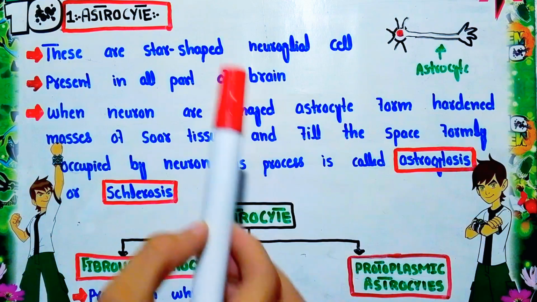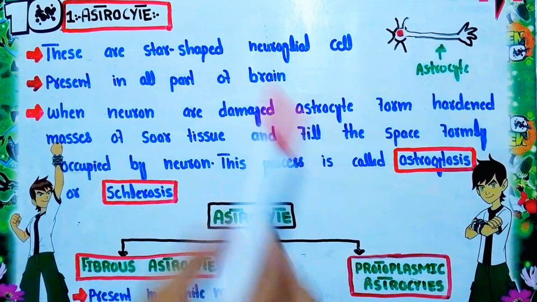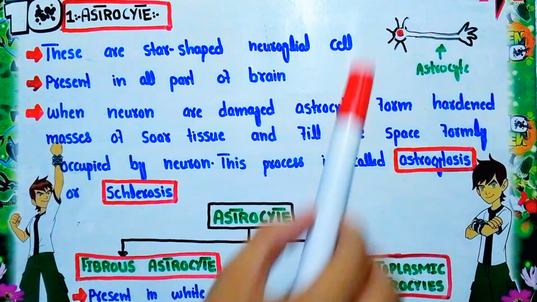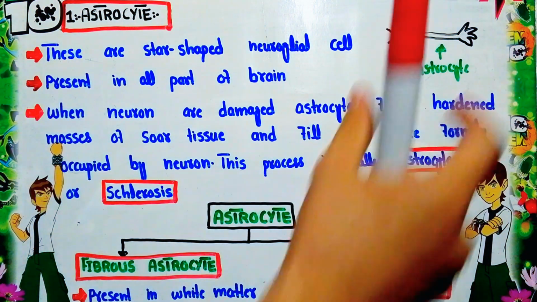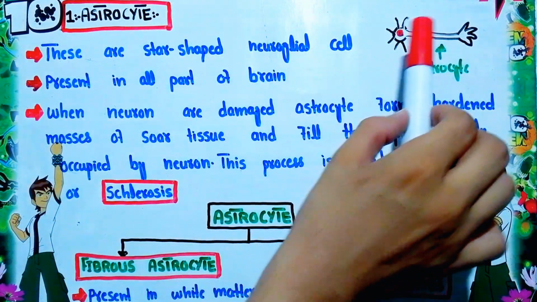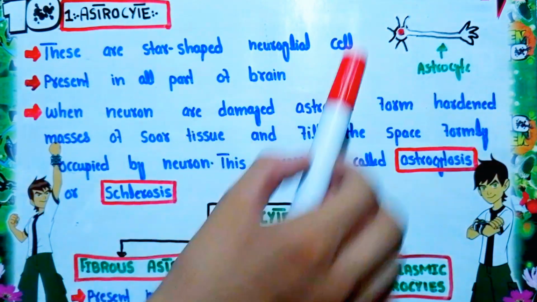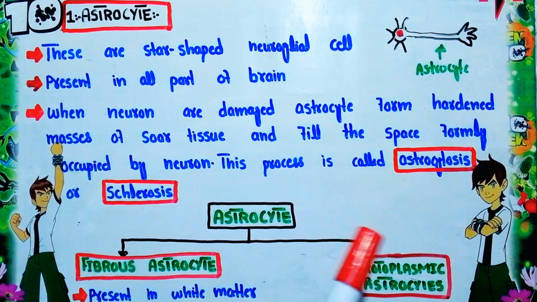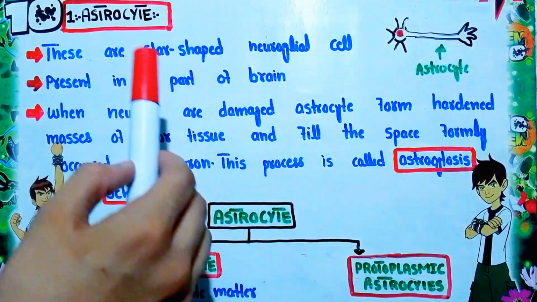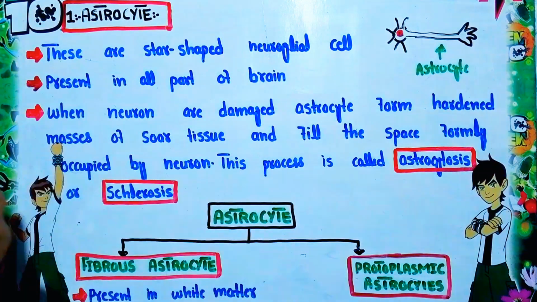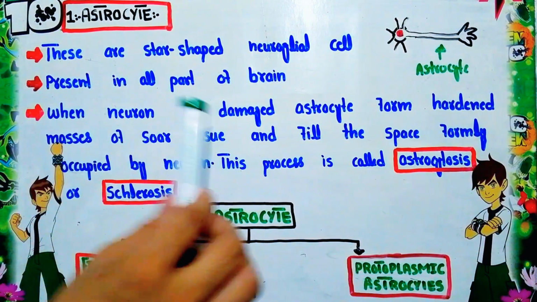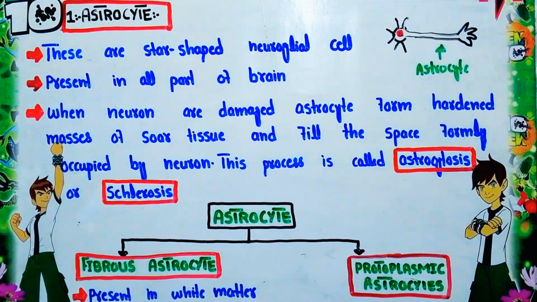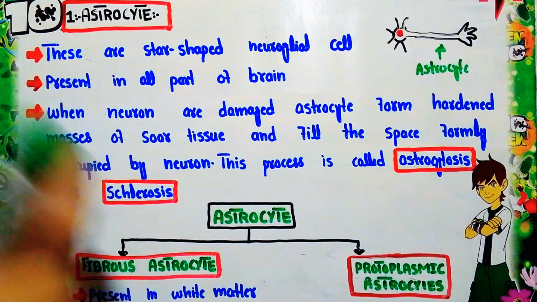So what happens when this neuron is damaged or injured? In this case the astrocyte cells come here. Now in this place the astrocyte secretes some hardened masses, or you can say soft tissue, which will occupy the space once occupied by the neurons. This process in which the astrocytes form hardened masses to replace the place once occupied by the neuron is called astrocytosis, or sclerosis. Now look at the sentence. When neurons are damaged or injured, astrocytes form hardened masses of soft tissue and fill the place formerly occupied by the neuron. This process is called astrocytosis or sclerosis.